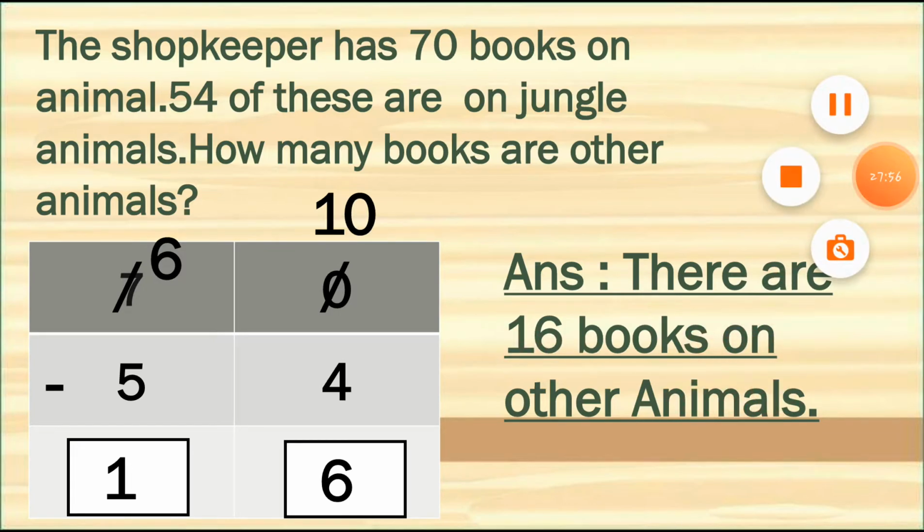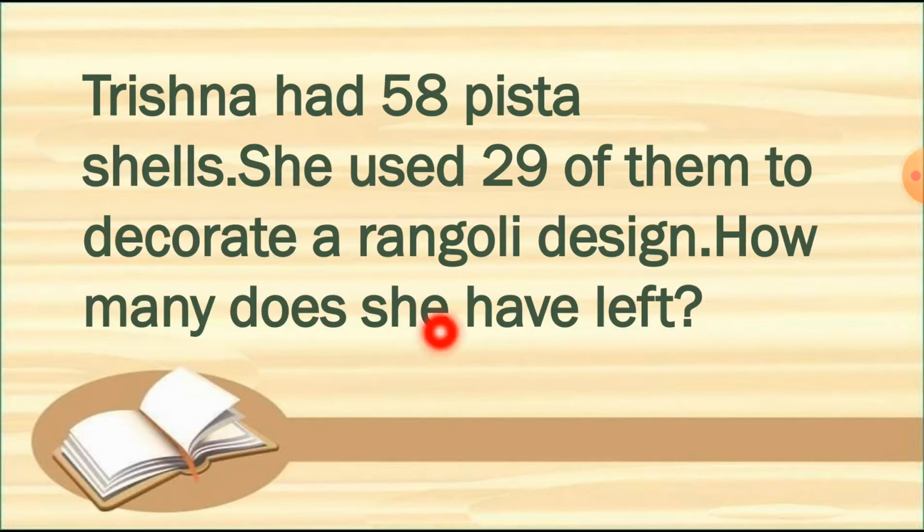We can write down the answer this way: there are 16 books on other animals. So students, this way we can solve real-life application sums. Now let's see the next one.